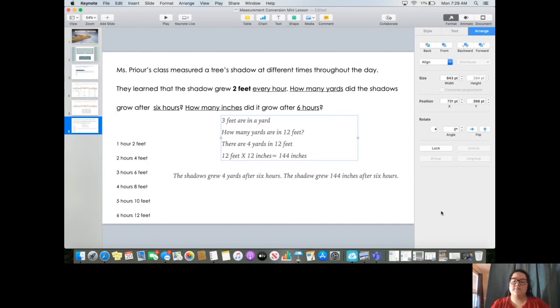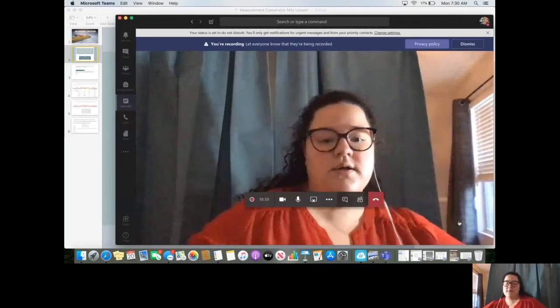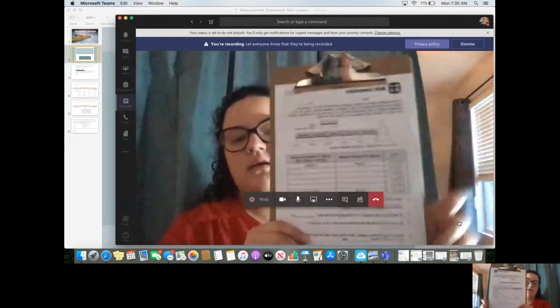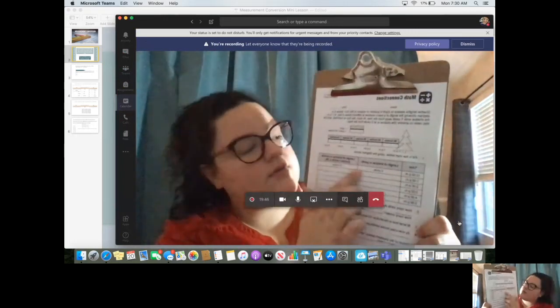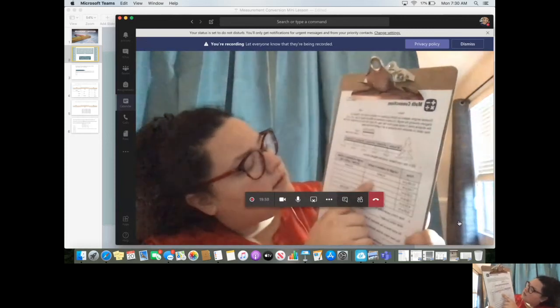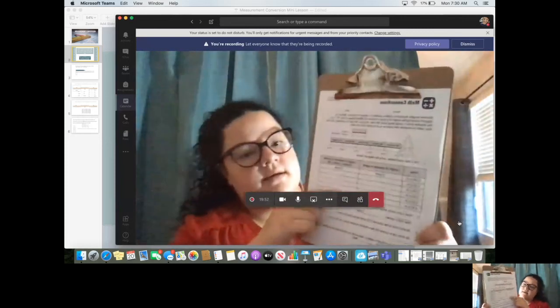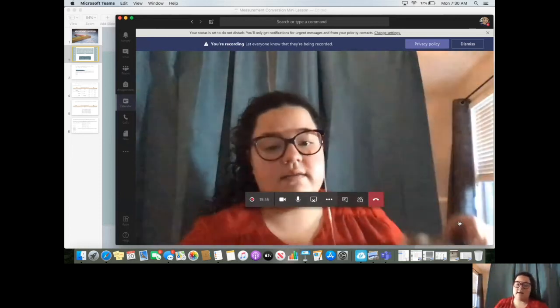All right, friends, it's towards the end, so let's look back. Once completed, you will be able to convert feet into inches and yards. So on your paper, for your math connections, you will be able to convert these yards into inches. We did something similar on our lesson.